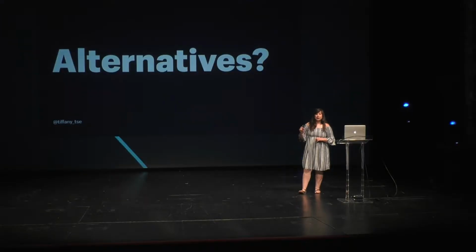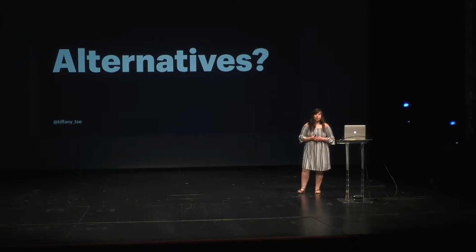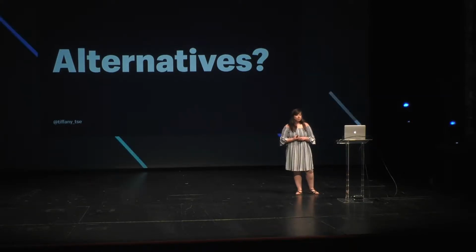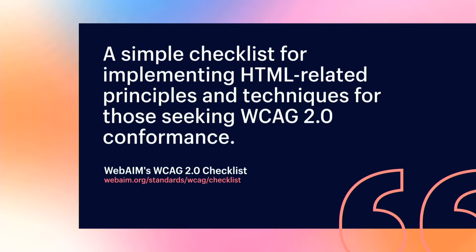WCAG, specifically WCAG 2.0, is considered the gold standard for web accessibility criteria. But it's not your only option to start learning about what makes an accessible website. The WebAim organization, for example, provides a list of recommendations that map to WCAG criteria. In their own words, they're striving to provide a simple checklist that focuses on HTML-based applications.